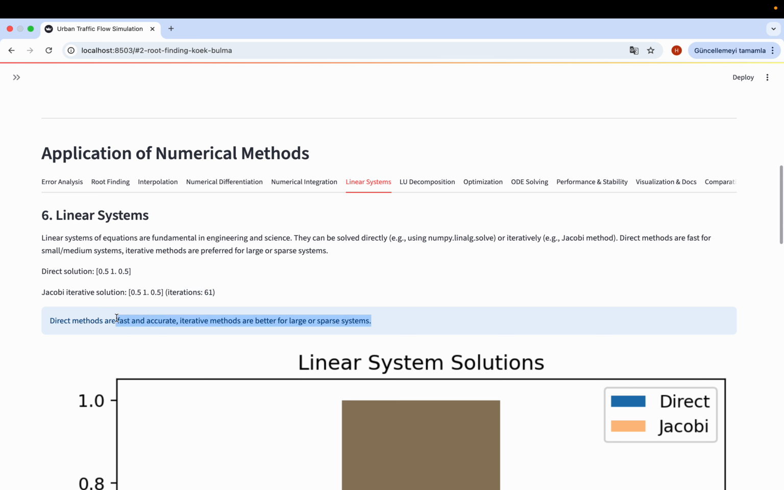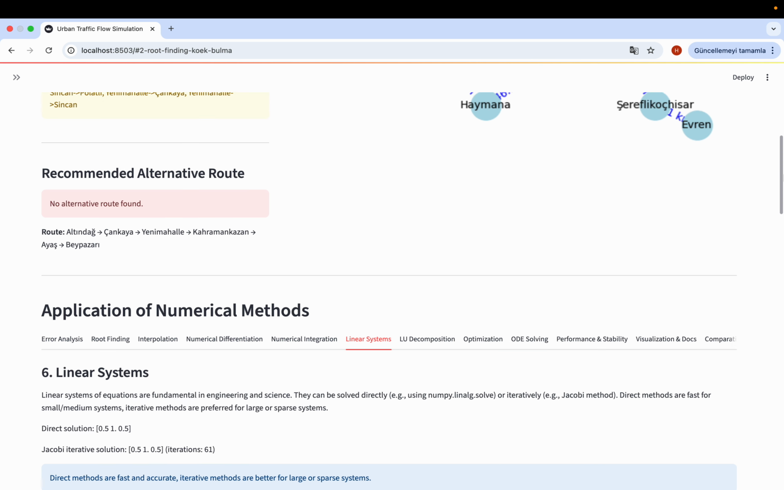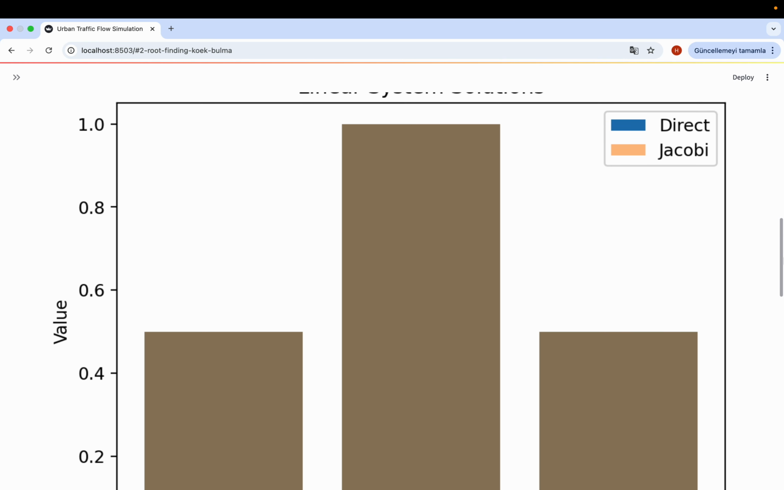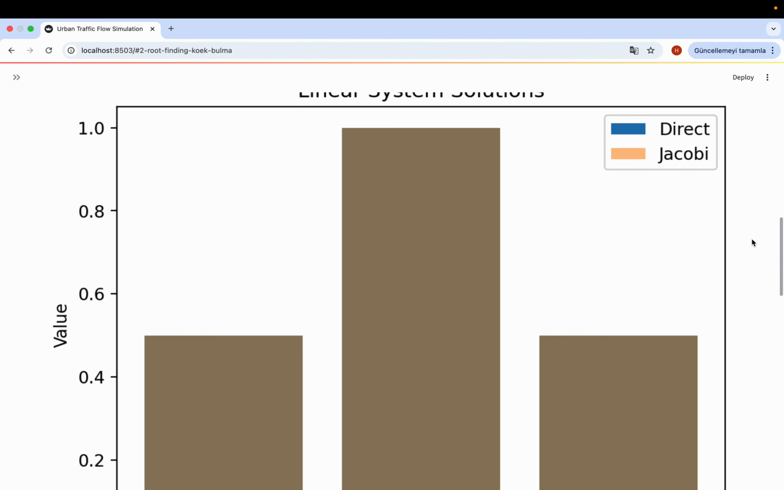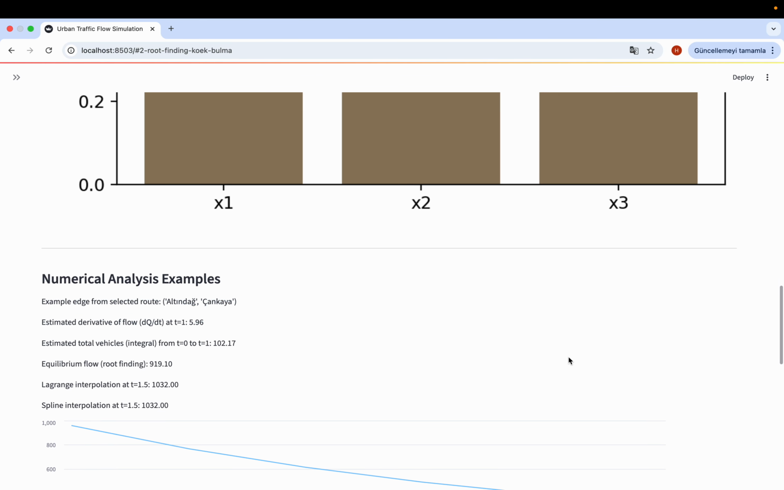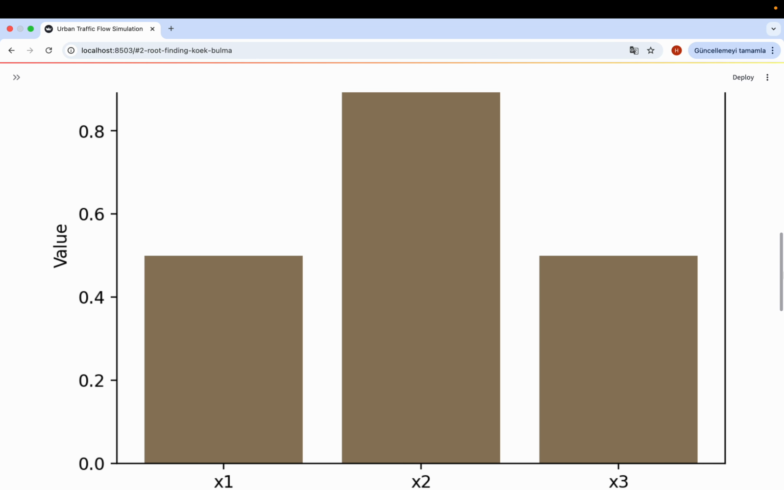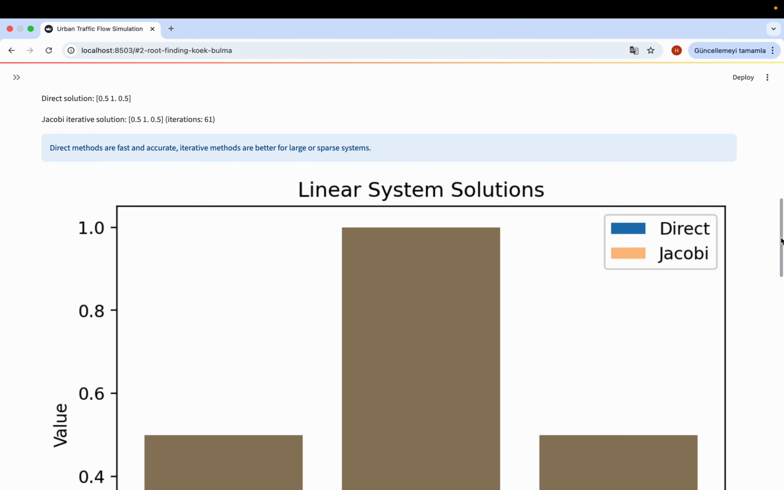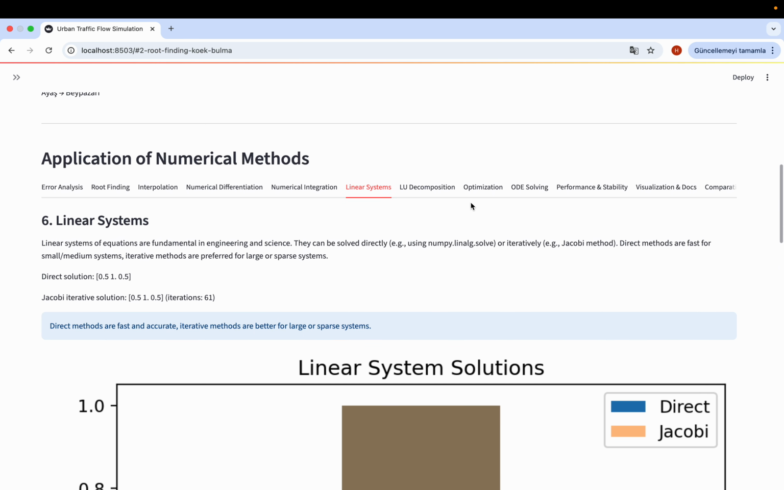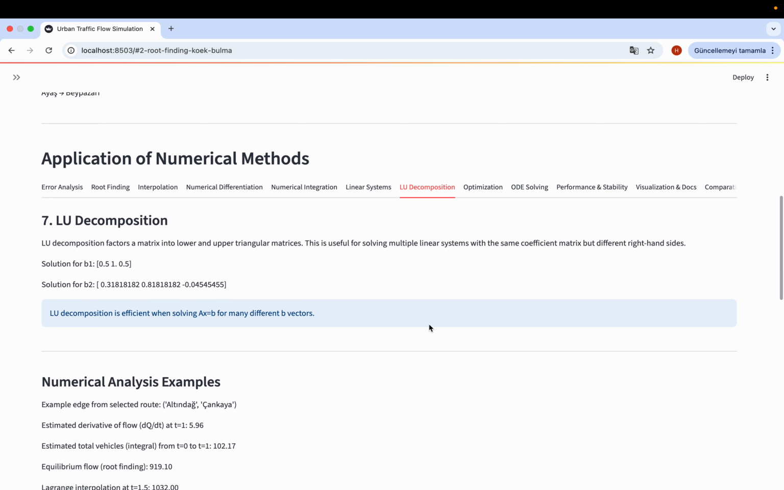Direct methods are fast and accurate. Iterative methods are better for large or sparse systems. And in the linear system solutions graphs, as you can see, direct and Jacobi give the same numbers, because we follow the same steps. And continue. Next, LU decomposition.